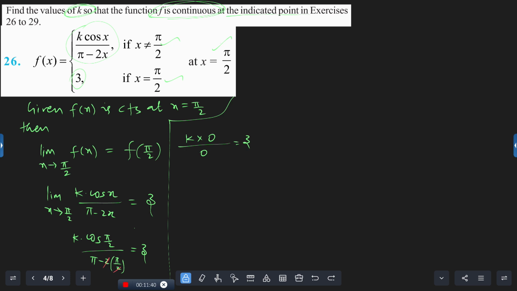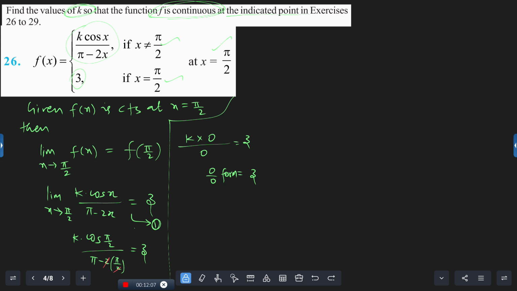So I am getting 0 by 0 form. This is an indeterminate form, so you cannot continue. You should stop. Then you have to simplify the question, this is the first step. So when I directly apply the limit, we cannot get the answer, so we have to simplify.